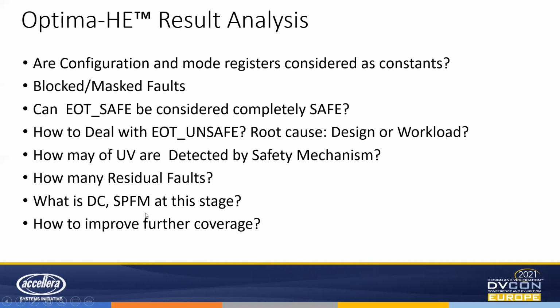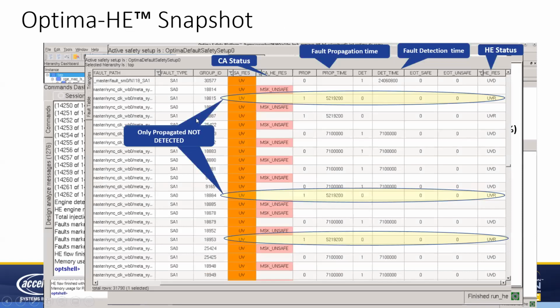And you can most accurately calculate the diagnostic coverage and SPFM at this stage. How to improve is our next stage, where the dynamic coverage maximizer will help you to improve coverage further. And this is a snapshot of the Optima-HE engine.